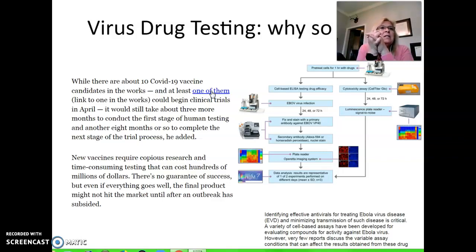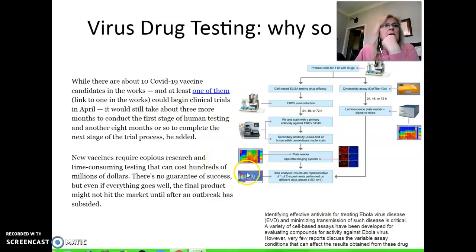Notice what it says. It would still take about 3 more months to conduct the first stage of human testing. First stage of human testing. That was 10 to 80 people. And so this is a long process, and another 8 months or so to complete the next stage. So it's going to take a long time. What about new vaccines? Okay, so they're going to require a lot of research.